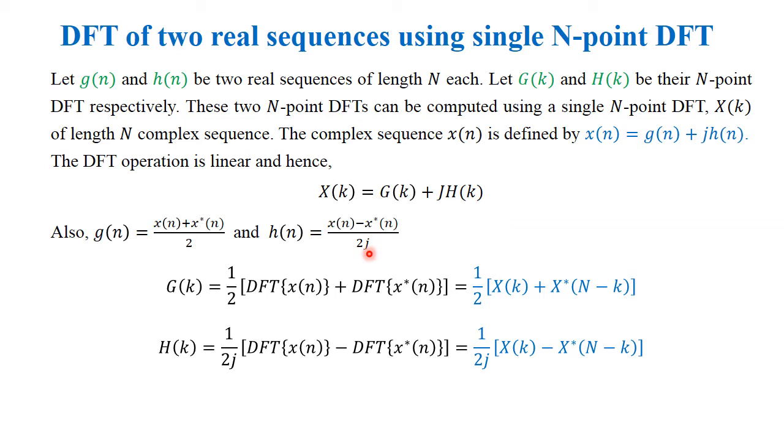In order to obtain G of k, we represent G of k as 1 by 2 times the DFT of x of n plus the DFT of x conjugate of n, which is equivalent to 1 by 2 times X of k plus X conjugate of N minus k. Similarly, for H of k, it is 1 divided by 2j times the DFT of x of n minus the DFT of x conjugate of n, which equals 1 divided by 2j times X of k minus X conjugate of N minus k.